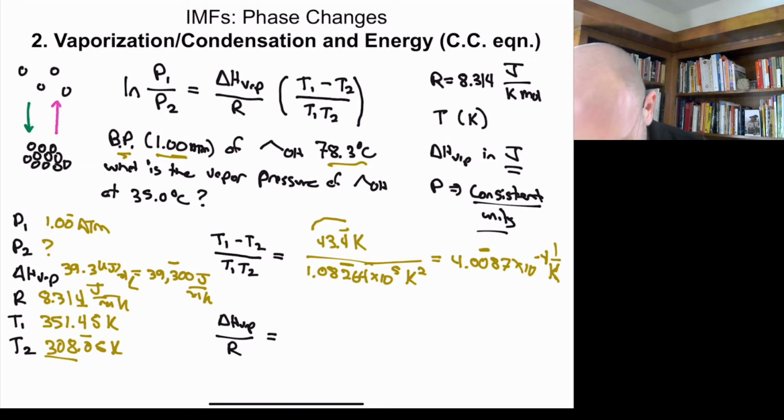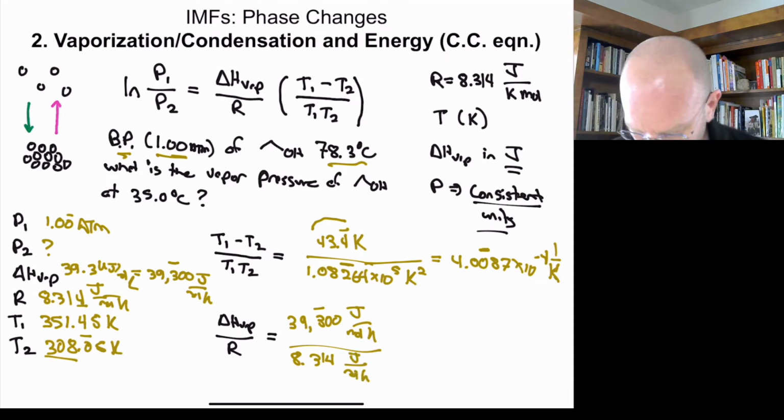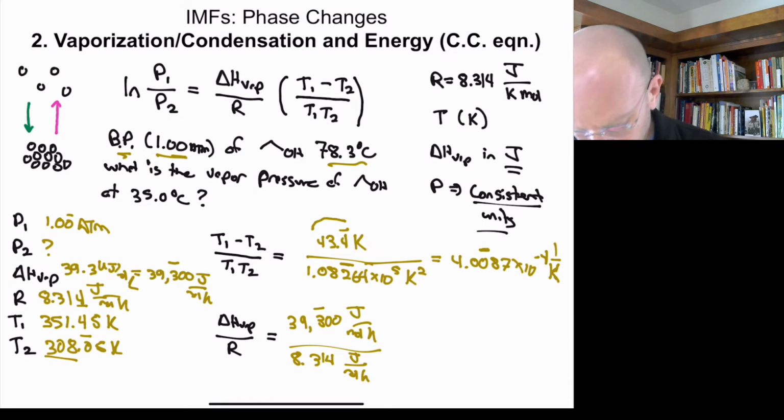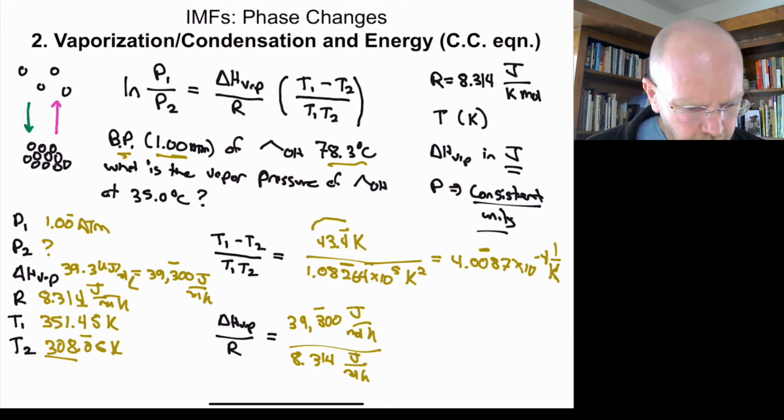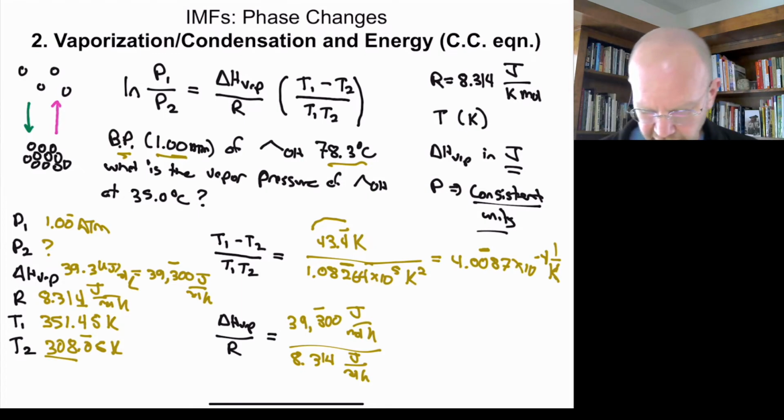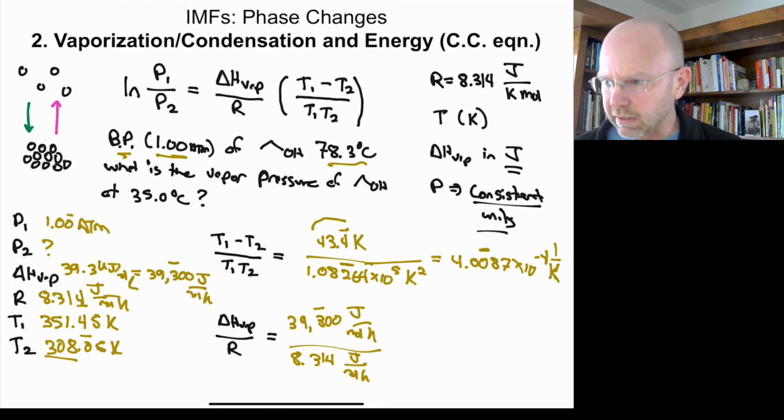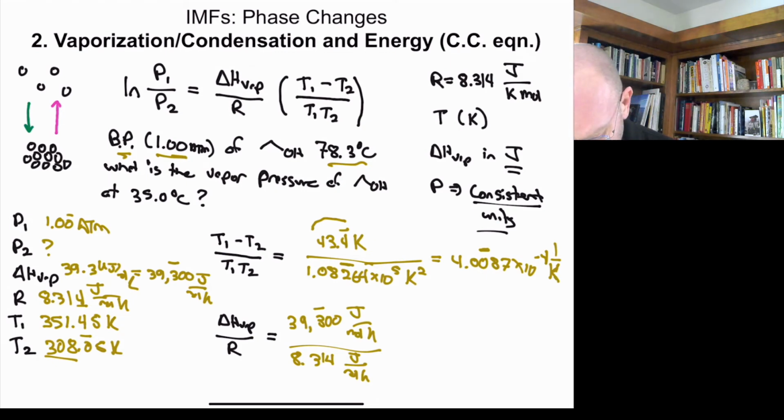So, this is going to be 39,300 joules per mole Kelvin, right? And we're going to divide it by 8.314 joules per mole Kelvin. So what's happening here is that the units are canceling, and they must, because we've got a natural log on the other side. So we need to have a unitless thing come out of there.